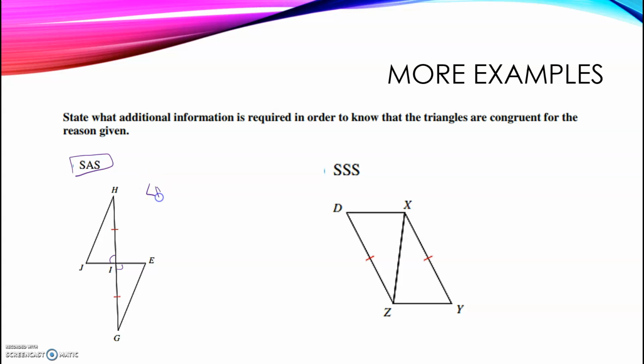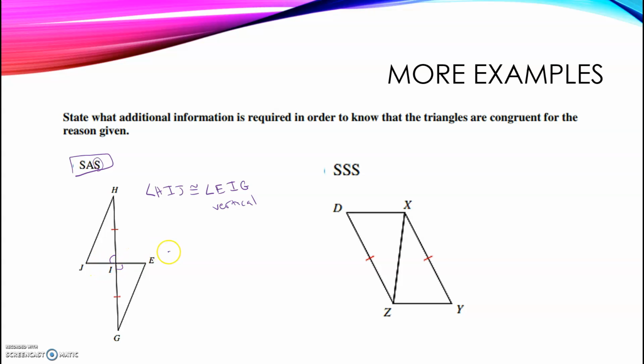So angle HIJ will be congruent to angle EIG because they're vertical. And I'm just writing that for you. That's not part of the actual answer. So what else do we need? Well, we have side, angle. We need another side. Now, location does matter. We need the angle to be between two sides.